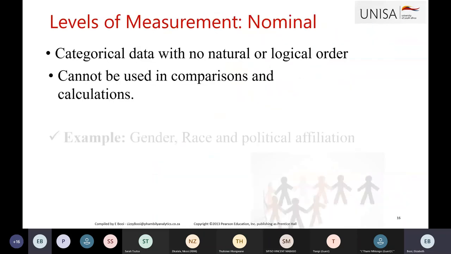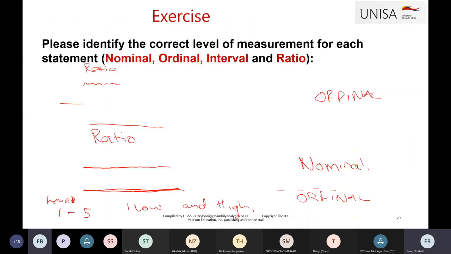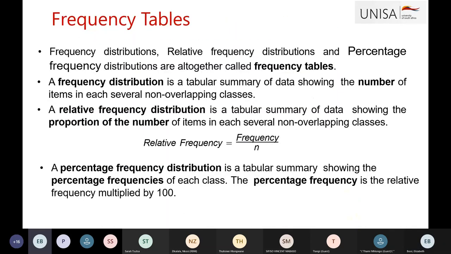So let's go back to our notes. I explained what relative frequency distribution is and what the percentage frequency distributions are, and those make up what we call a frequency table.